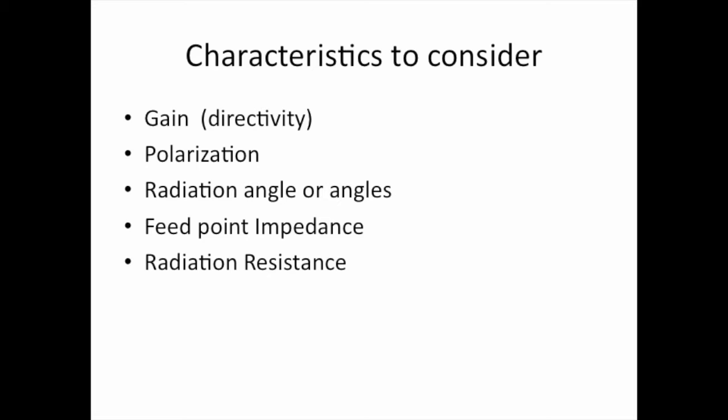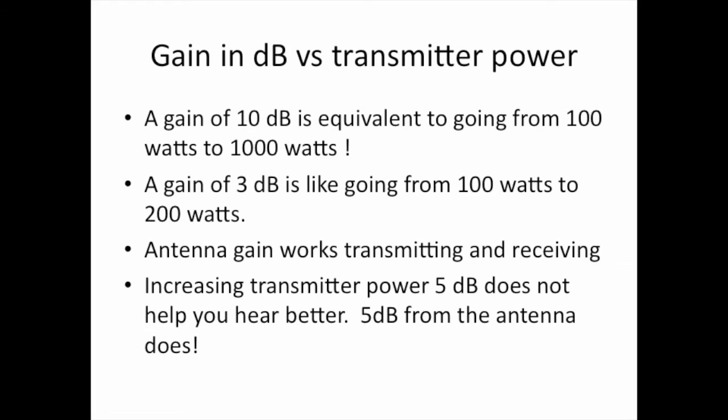Now, there's some characteristics to consider for all antennas. There's gain, which is essentially directivity. There's the polarization, or whether the electric field is vertical or horizontal. There's the radiation angle or radiation angles. There's the feed point impedance, very important to be able to get your power into the antenna. And there is the radiation resistance. Now I'll try to briefly touch on each one of these characteristics.